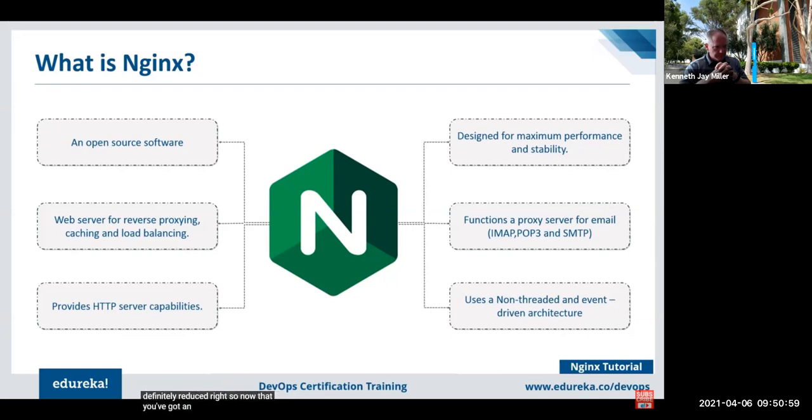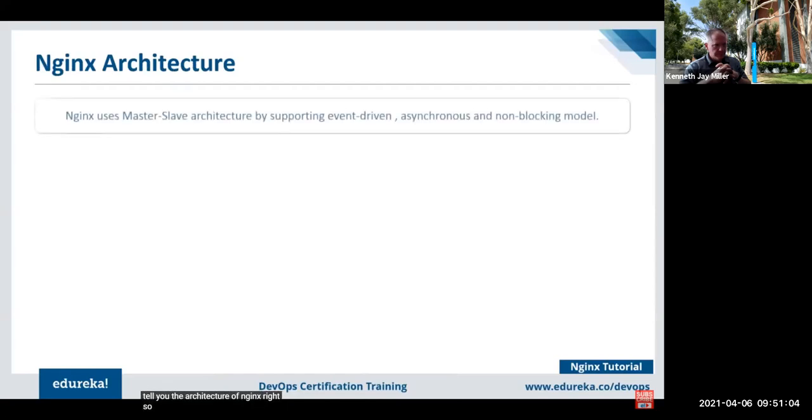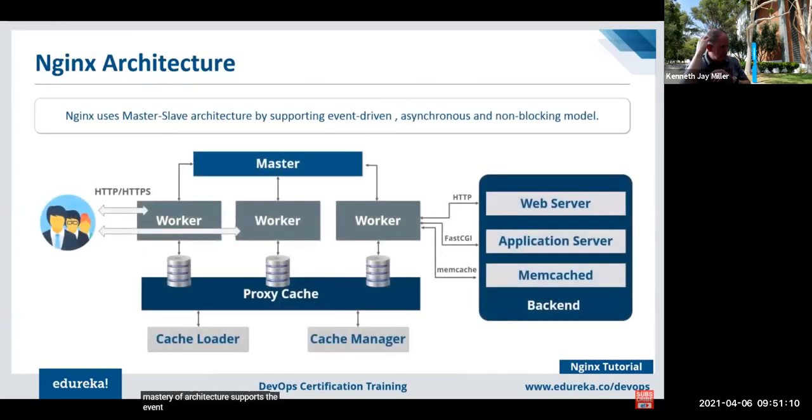Now that you've got an idea of Nginx, let me tell you the architecture of Nginx. Nginx mainly uses a master-slave architecture, guys. This master-slave architecture supports the event-driven, asynchronous, and non-blocking model, right? Now I know that by looking at this definition, you haven't understood anything, like what exactly is event-driven, what exactly is asynchronous, and what exactly is the non-blocking model. Don't worry, I'll tell you when we get into the architecture.